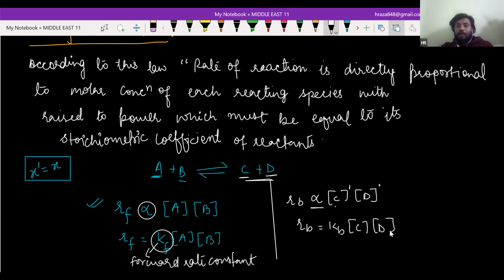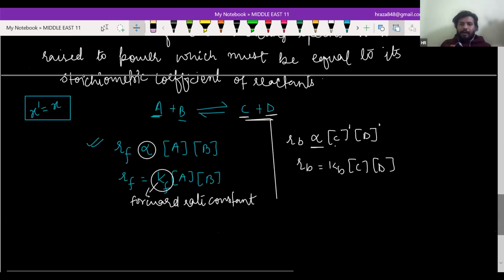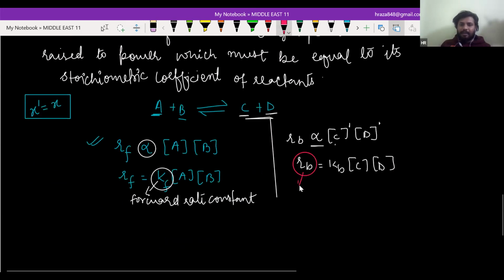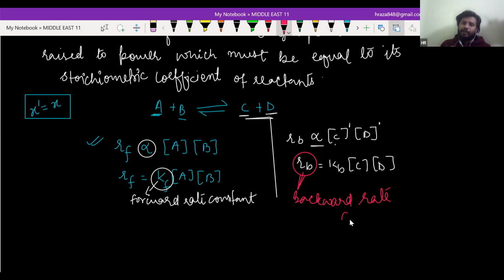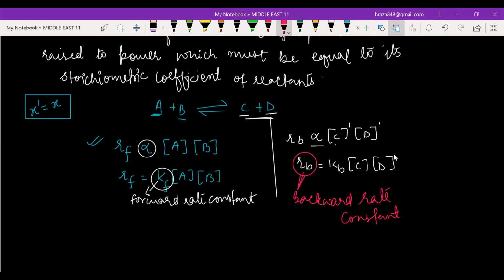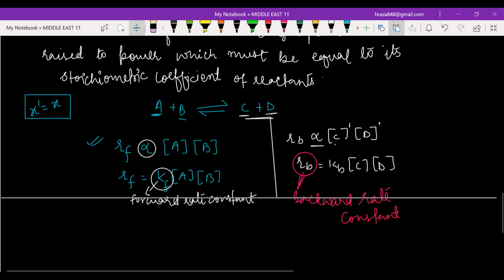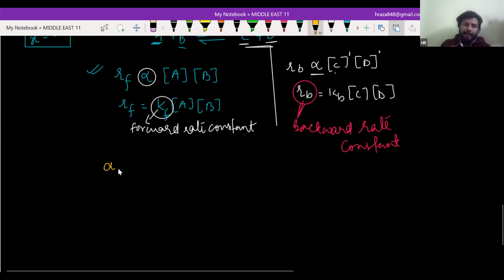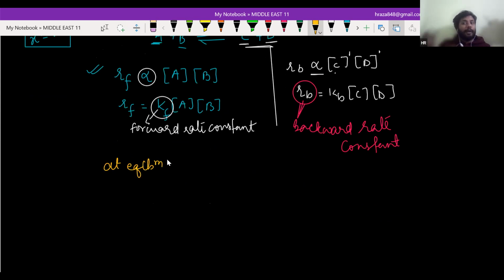This derivation is not important for you, but you need to understand how the formula comes. That will be much important. This KB is the backward rate constant. Is that clear, everyone? Now you know that at equilibrium, in terms of rate, the rate of forward should be equal to the rate of backward. Do you remember this from the graph? Is this clear or not?